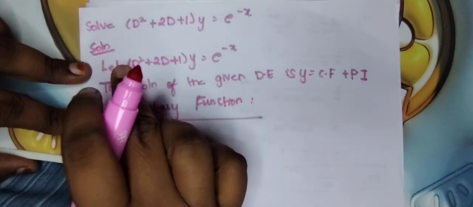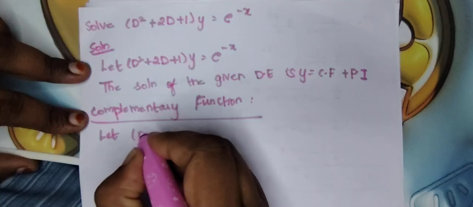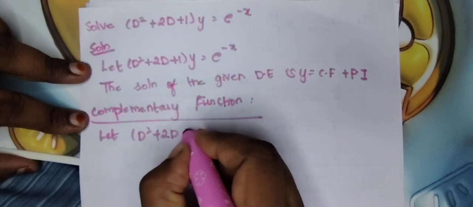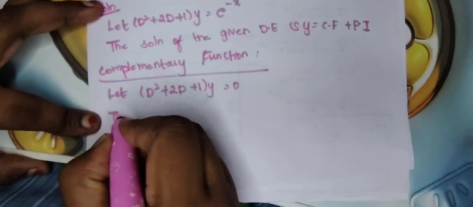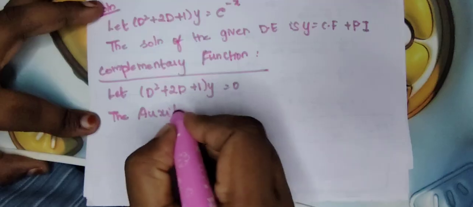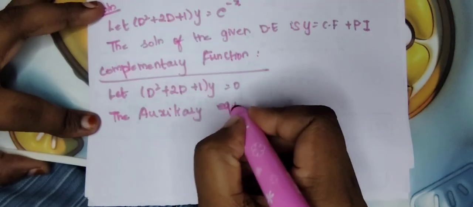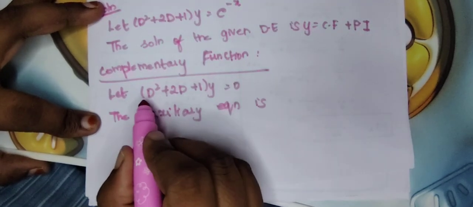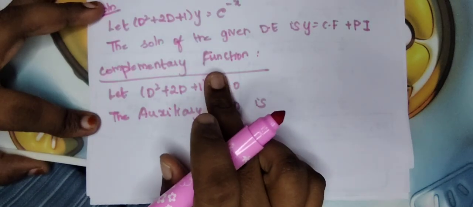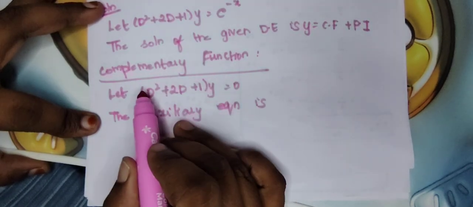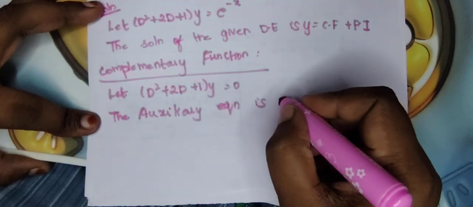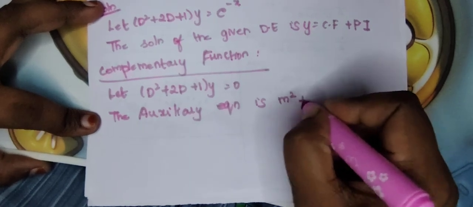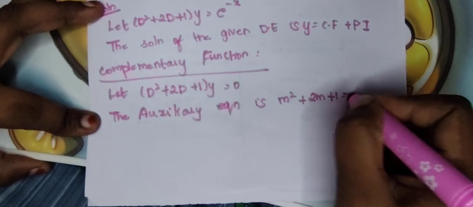To find the complementary function, let us assume the given equation equal to 0. So let us write (D² + 2D + 1) y = 0. Now we need to write the auxiliary equation of the given equation. We need to take only the D terms. We should not write y in the auxiliary equation. You need to take only the D terms and replace D with m. So if we replace it, we get m² + 2m + 1 = 0.